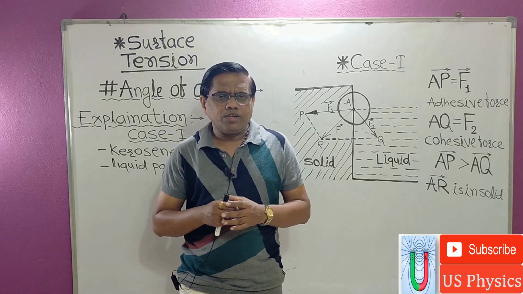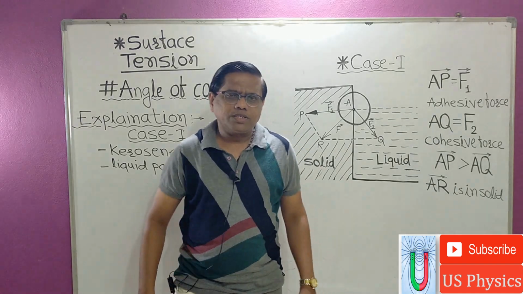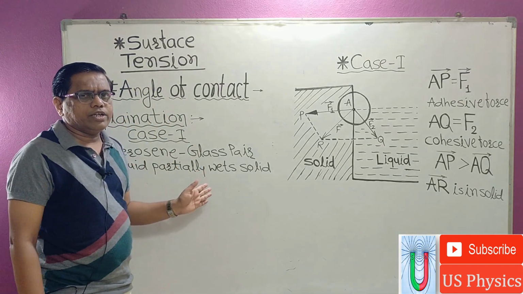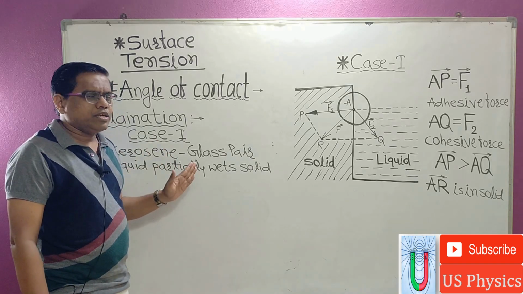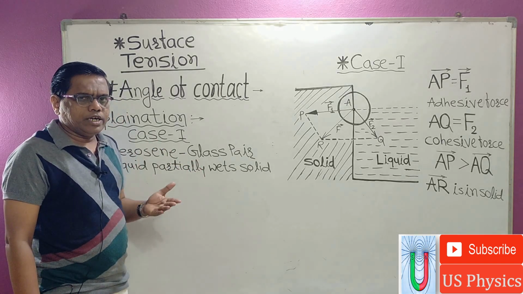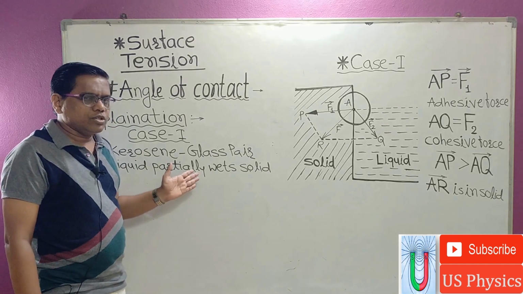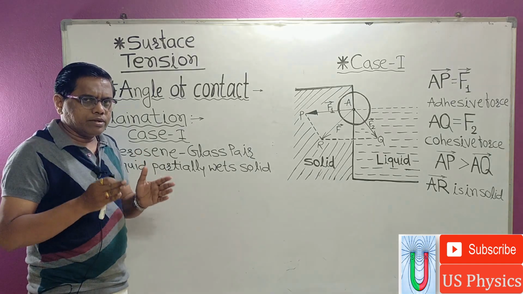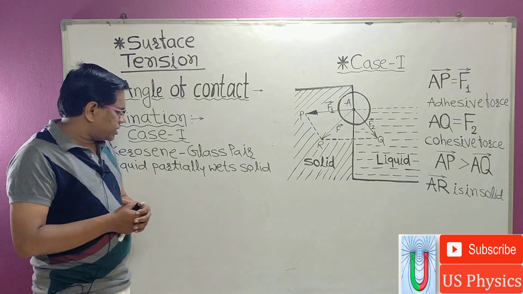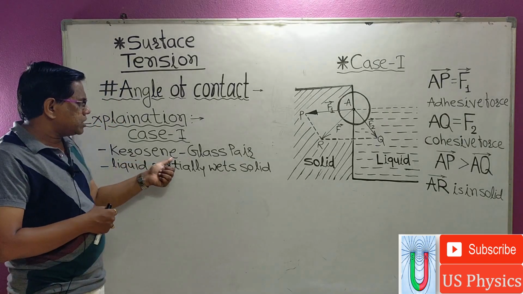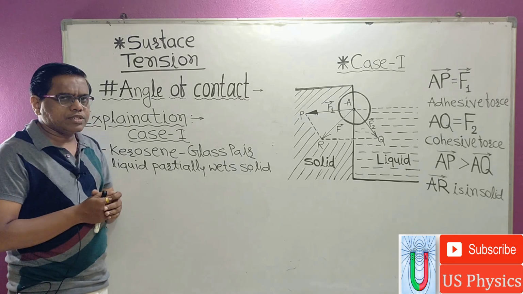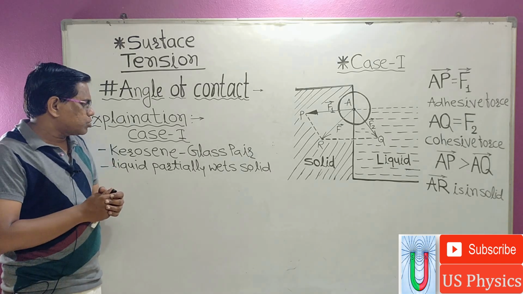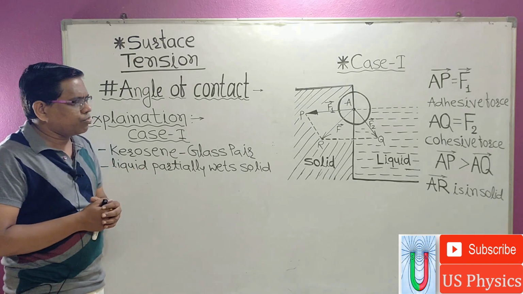Let us consider a solid-liquid pair in which the liquid wets the solid partially. For example, let us consider the kerosene and glass pair. Then we can see that the meniscus when seen from upwards is concave. So why it is concave, we will analyze one by one.